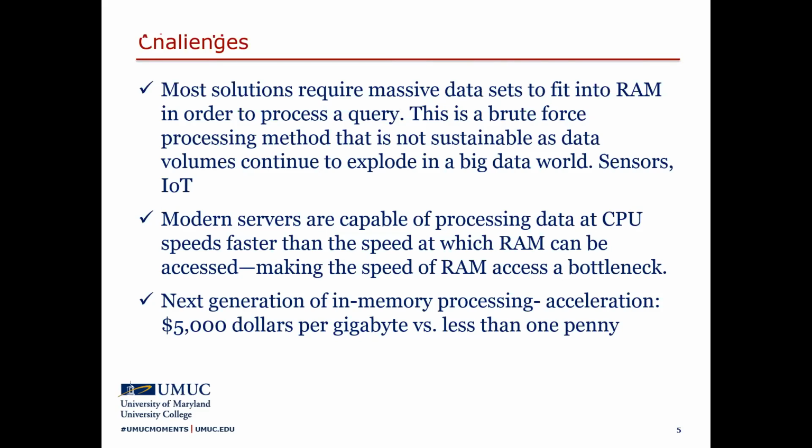The other important component beside the speed, being cost effective, is also achieved by today's modern technology of in-memory processing, because traditionally we talk about $5,000 per gigabyte. With this new technology today, the same gigabyte costs less than a penny. So all these requirements of cost-effective, better and faster are achieved with the modern technology.